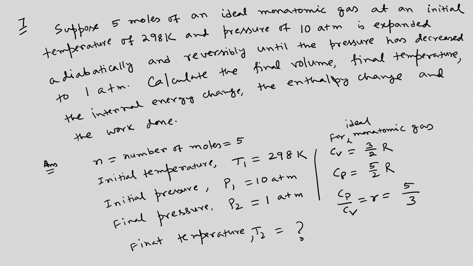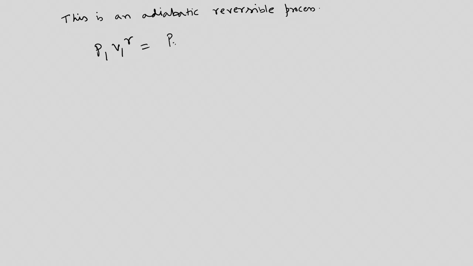Okay, so number of moles 5, initial temperature 298 Kelvin, initial pressure 10 atmosphere, final pressure 1 atmosphere, and we need to calculate final temperature, which we define as T2. And we know for ideal monatomic gas, Cv is 3/2 R, Cp is 5/2 R, and Cp by Cv, which we say gamma, is 5/3. Okay, and the process is an adiabatic reversible process.